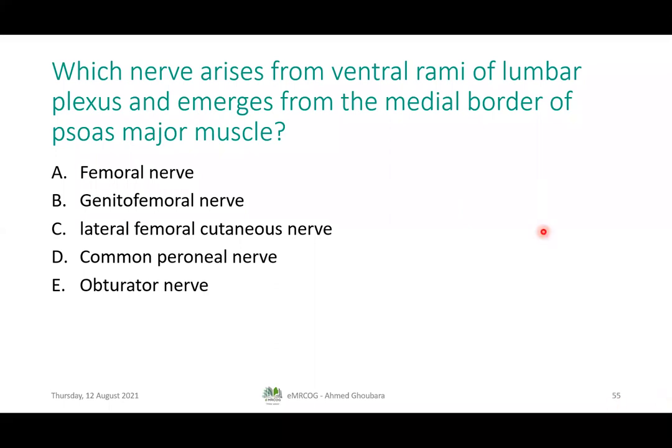Come on, guys, the obturator nerve has nothing to do with the psoas muscle. The obturator nerve is in the pelvic region, it goes through the obturator canal, obturator foramen. Yeah, perfect, Dr. Hassan. Thank you so much. The genitofemoral nerve.